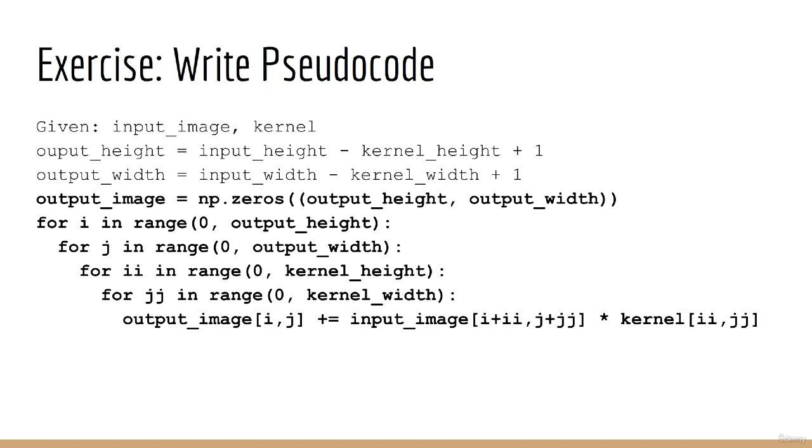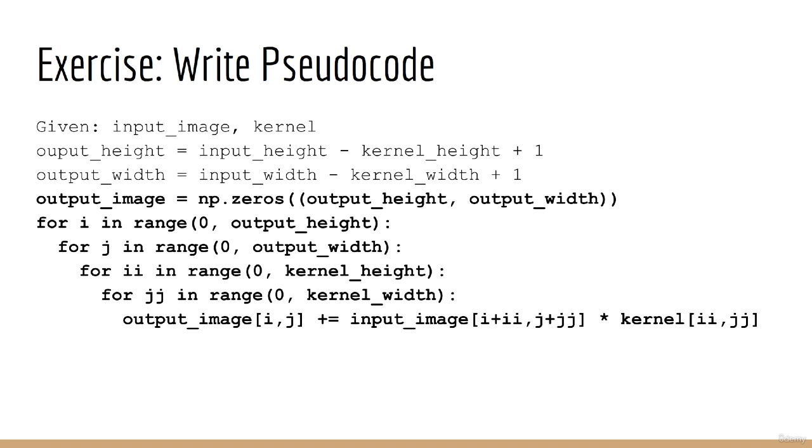Let's move on. The next step is just to fill in the output array by performing the convolution algorithm. So first we loop through 0 up to output height with the index i. Inside that, we loop through 0 up to output width with the index j. So the pair ij will always index our output. Then we loop through each position of the kernel. So we have ii going from 0 up to kernel height, and we have jj going from 0 up to kernel width.